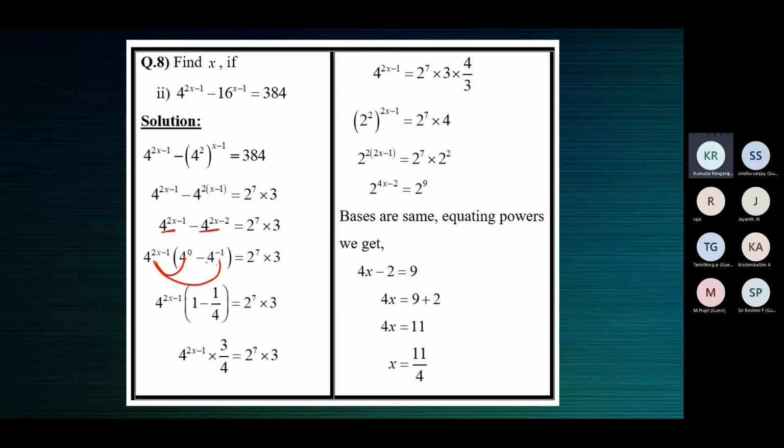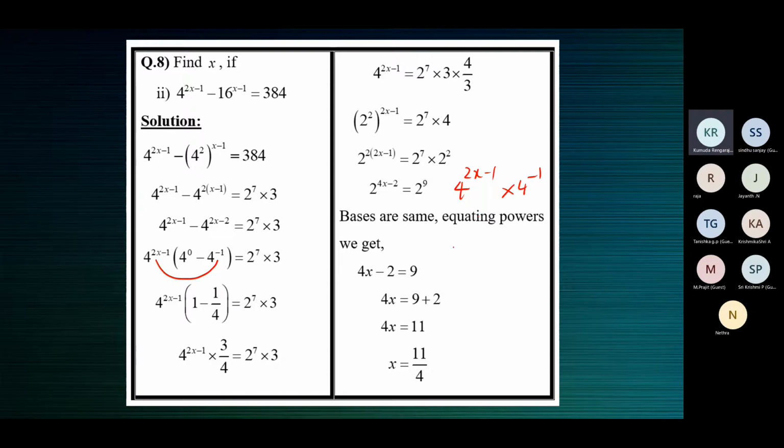And why are we writing base 4? Because the base is 4 here. Only then you can apply that. So if the base is 4 here, you should write base 4 here also. Only then you can multiply. When bases are same and it's multiplication, you can add the powers. So now 4 to the power 2x minus 1 into 4 to the power minus 1. Bases are same and it's multiplication, so we need to add the powers. 2x minus 1 minus 1, 4 to the power 2x minus 2. So you get the second term.